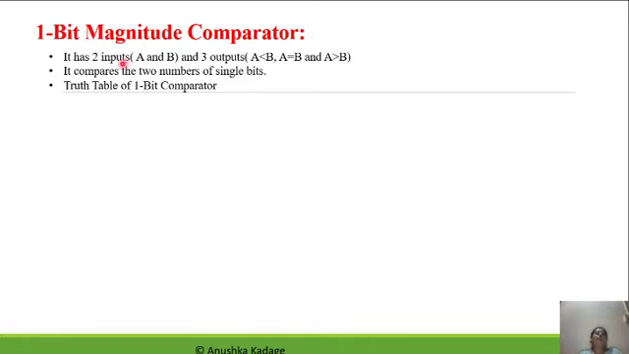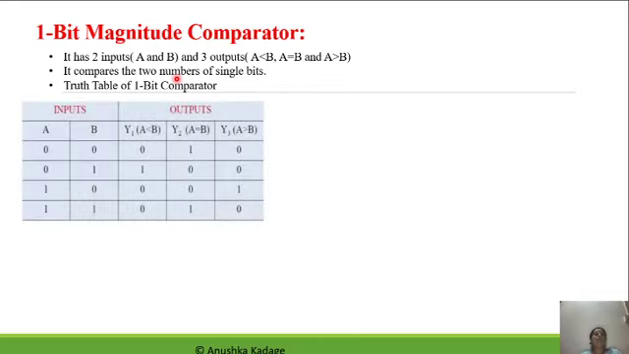For the 1 bit magnitude comparator again, a single bit, two inputs will be needed. And as it is a magnitude comparator type of circuit, it will have three outputs: A less than B, A equal to B and A greater than B. But we have said this is a single bit magnitude comparator, so only single bit two numbers will be provided. So let's check the condition and write the truth table for this 1 bit magnitude comparator.